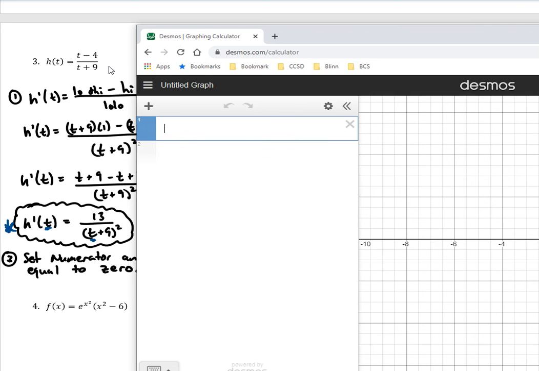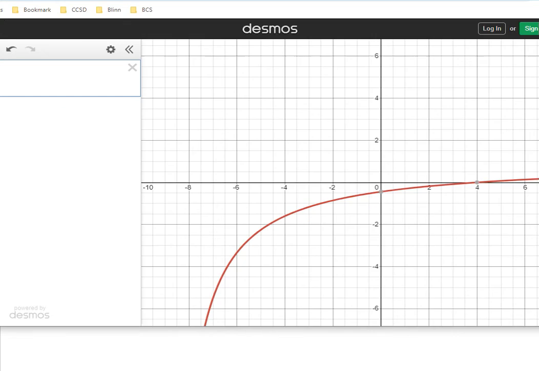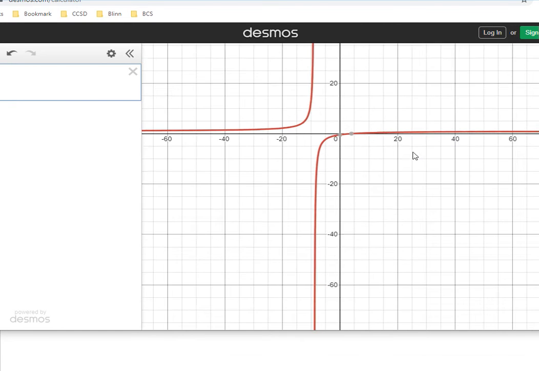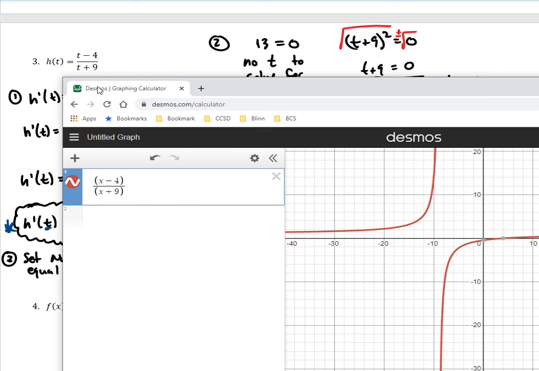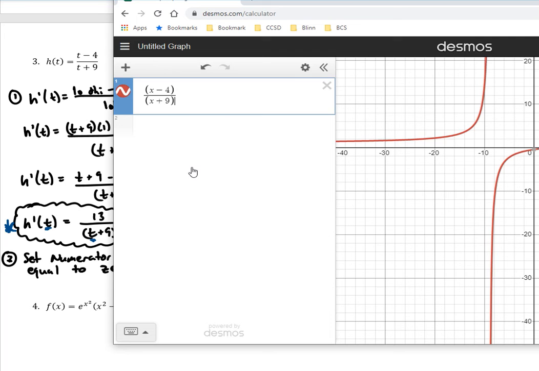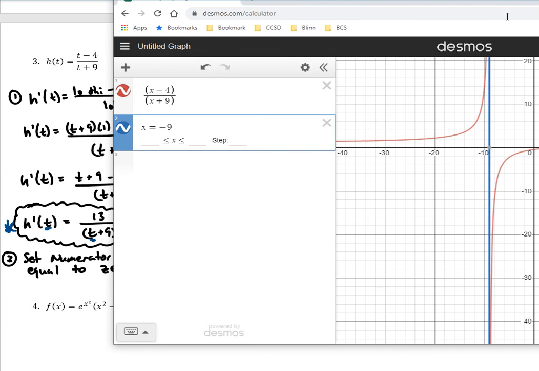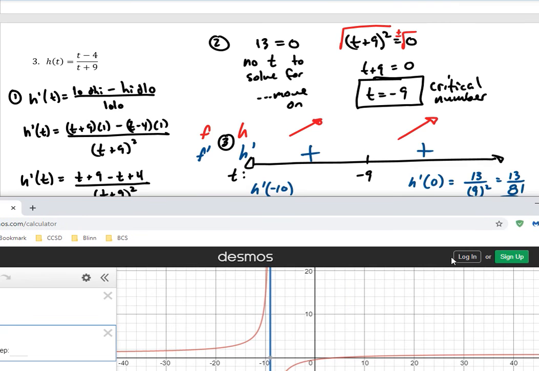Remember, in Desmos, it prefers x. So we would type this in as parentheses x minus 4 parentheses divided by parentheses x plus 9 parentheses. Okay, and we'll get our picture. Let's zoom out. And what we have here, and you might have noticed it right at the start, notice if you plug in negative 9 into the original function, you'd have division by 0. So that means we do have a vertical asymptote there, at x equals negative 9.